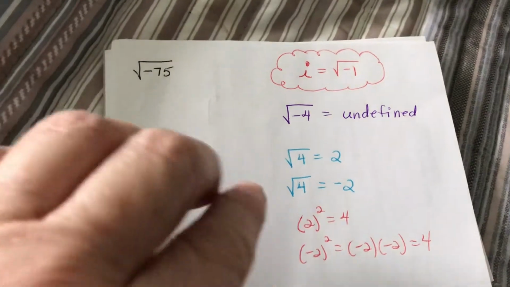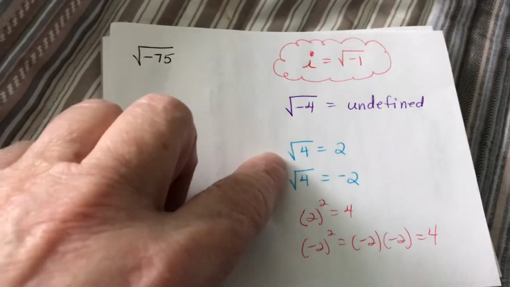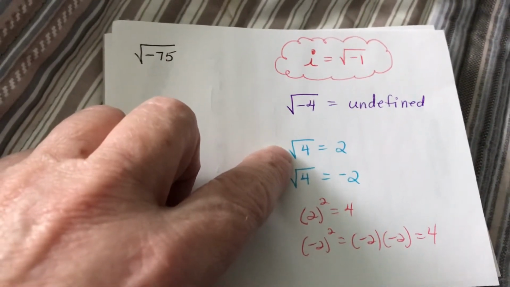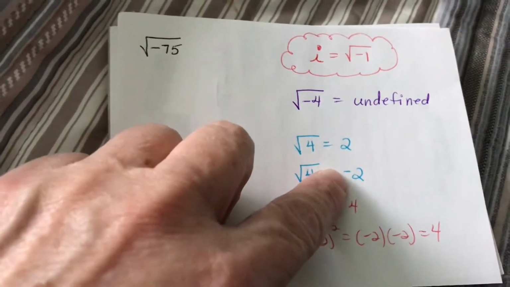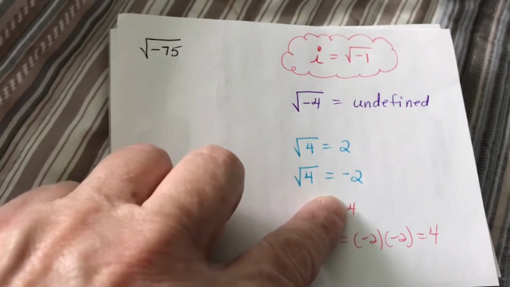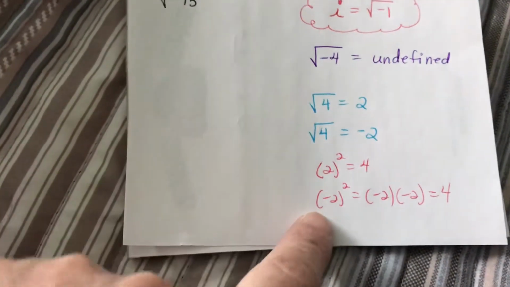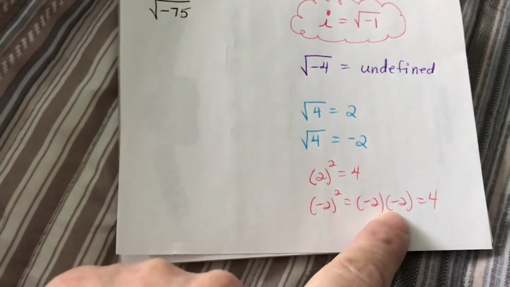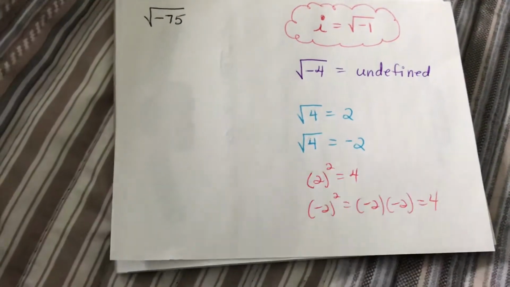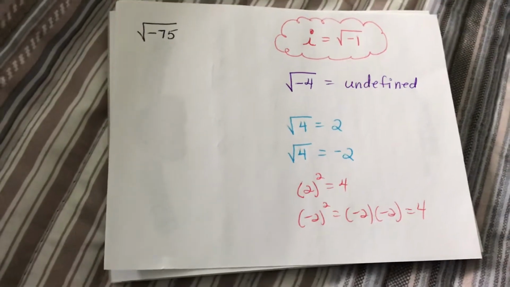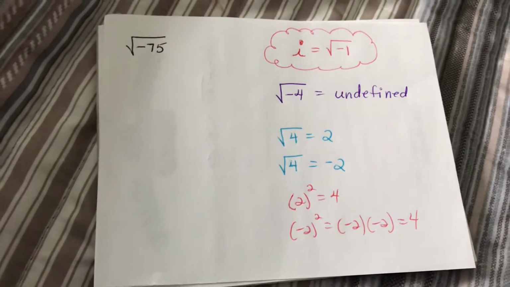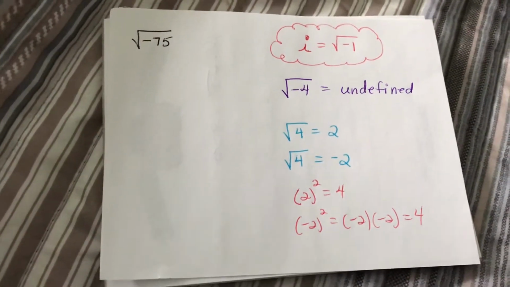And the reason it's undefined is if you look at a positive number, like 4, the square root of positive 4 actually has two answers, 2, but also negative 2. That's because if you take a positive 2 and square it, you get positive 4. But if you take negative 2 and square it, negative 2 times negative 2 is also positive 4. So when you take the square root of a positive number, you actually get two answers, 2 and negative 2, because if you square those numbers, it takes you back to the 4.